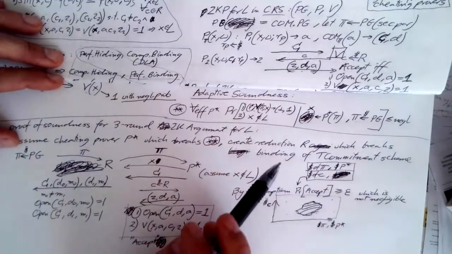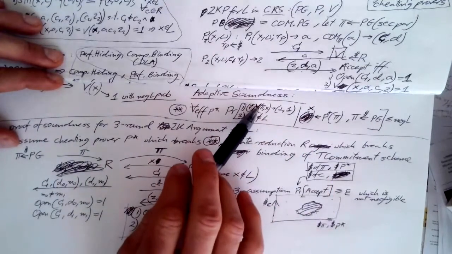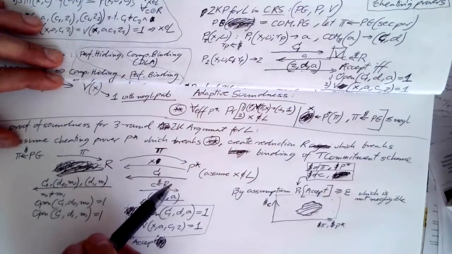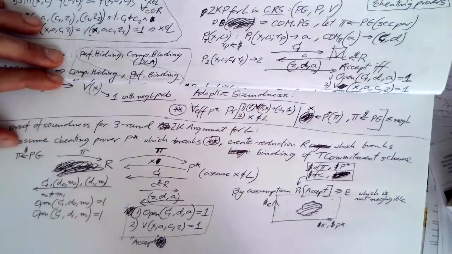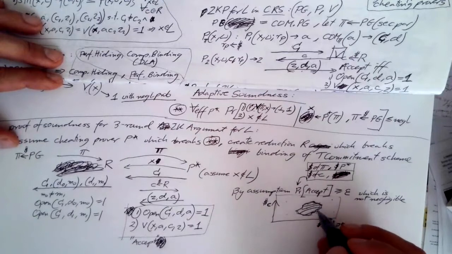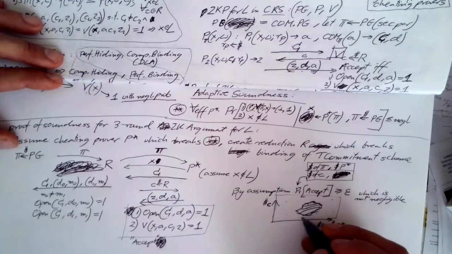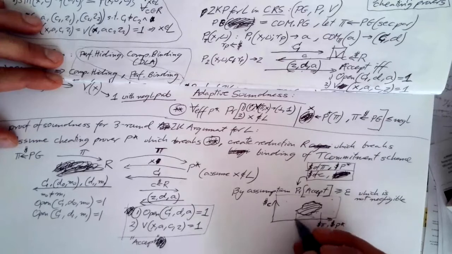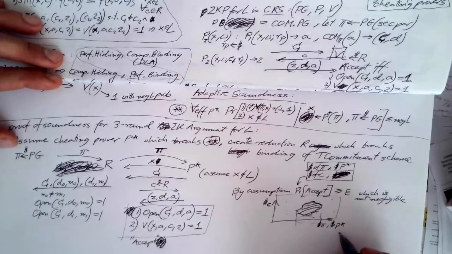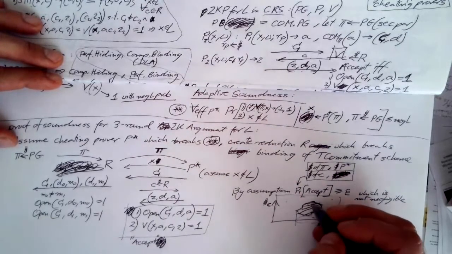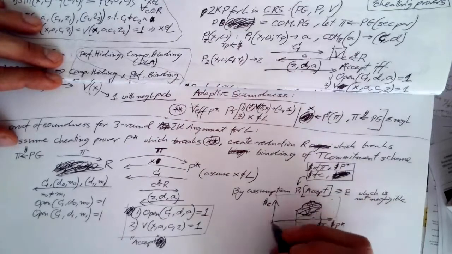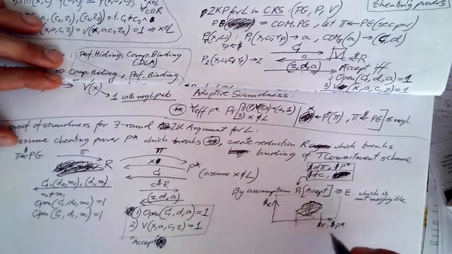Yes, because that's what the probability goes for. Randomness here, randomness of the verifier, and randomness of the P star. But it must be that there is a significant fraction over this dimension for which there is a significant fraction of Cs on which it succeeds.